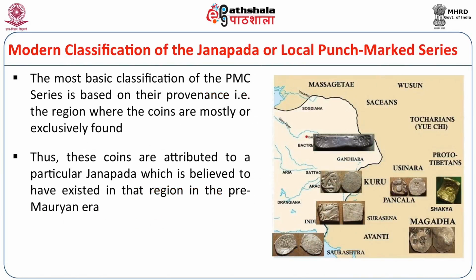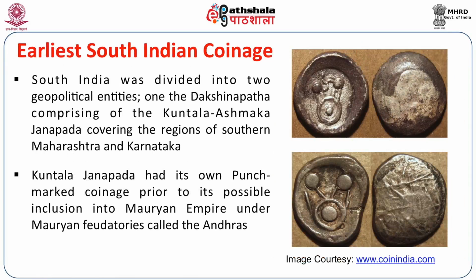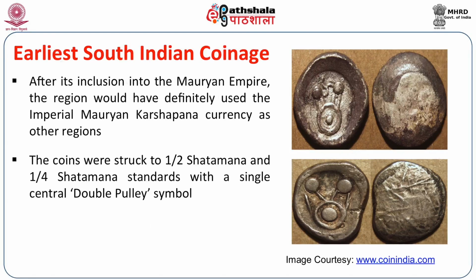So this is the modern classification of the Janapada, the local punchmark series. We find various coins classified accordingly. And there's one series in particular which is found exclusively in the south of India, in the area called the Asmaka region. This is believed to be one of the earliest coinages issued from South India, in various weight terms ranging from a half Shatamana to about a quarter Shatamana.